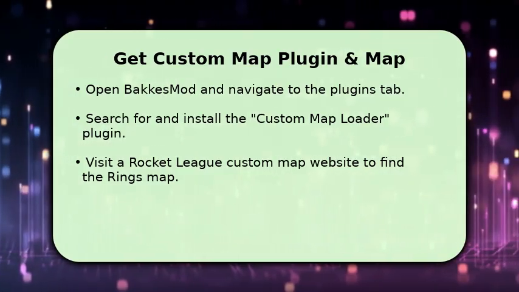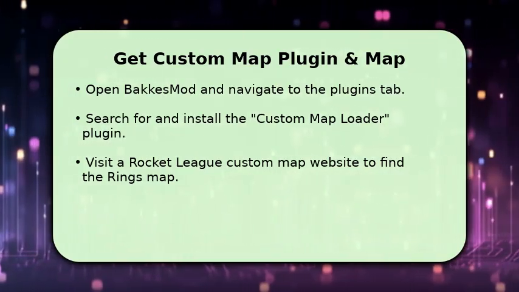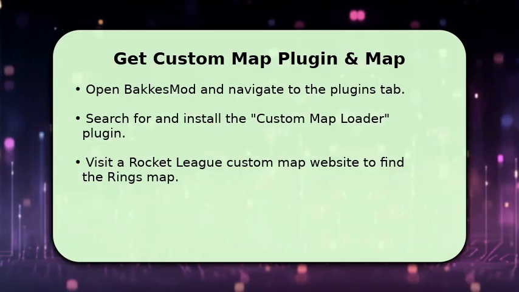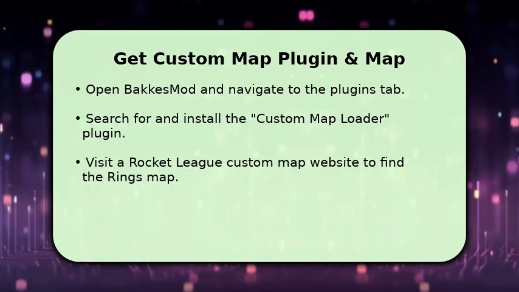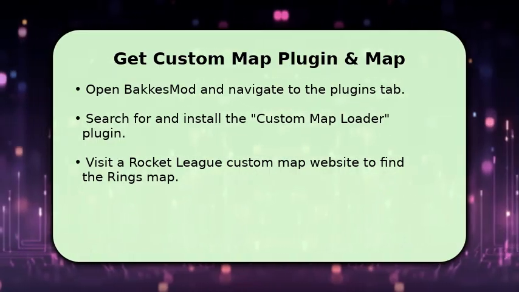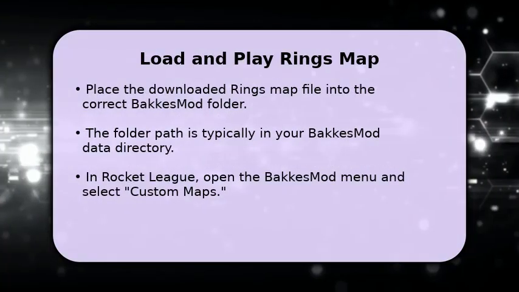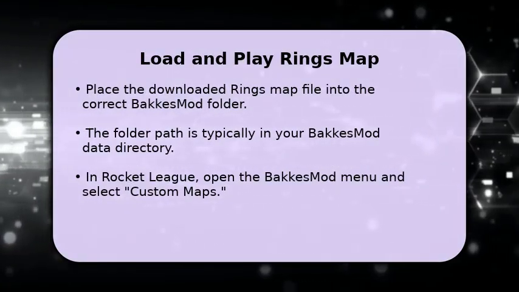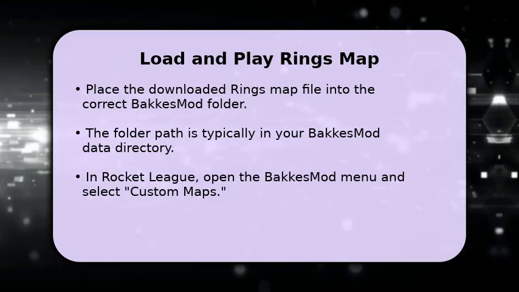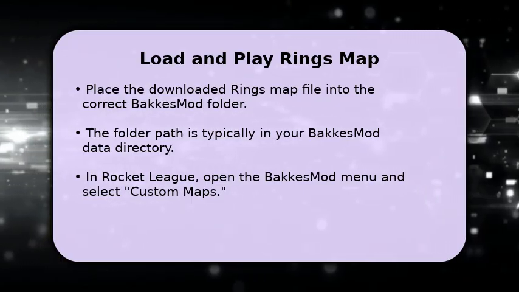Next, you will need to download the Rings map itself. Visit a reputable Rocket League custom map website, find the Rings map, and download its file, which is usually a UDC or UPC extension. Now move the downloaded Rings map file into the designated BaxMod Custom Maps folder. This folder is usually found within your BaxMod data directory.